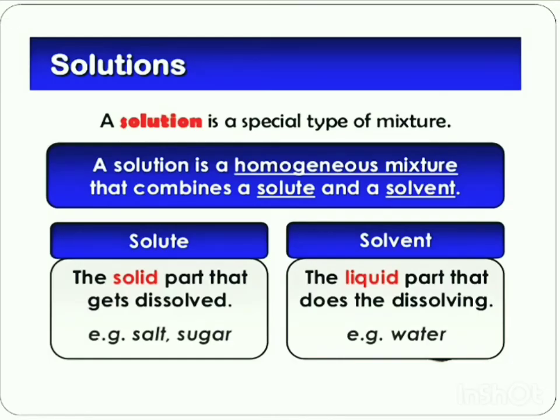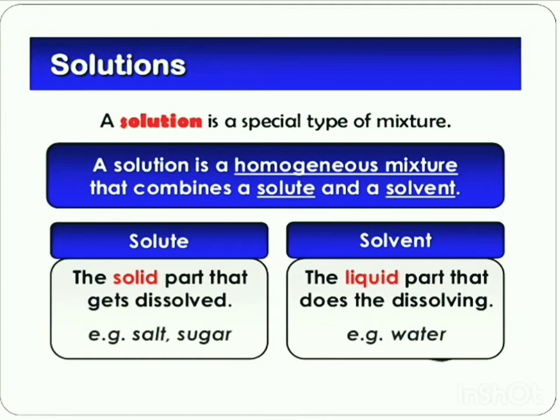Now you studied two terms. For homogeneous, I told you that a homogeneous mixture is also called a solution. So a solution is a type of mixture, or a special type of mixture. A solution is a homogeneous mixture that combines a solute and a solvent. Now it does come to your mind, what is a solute and what is a solvent.